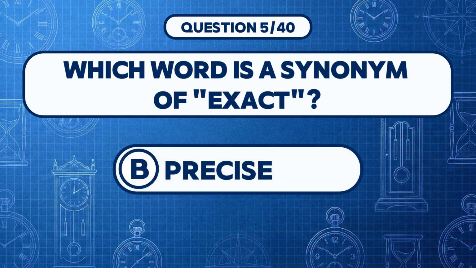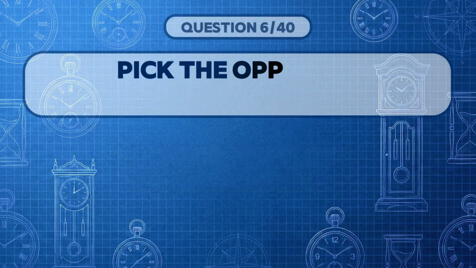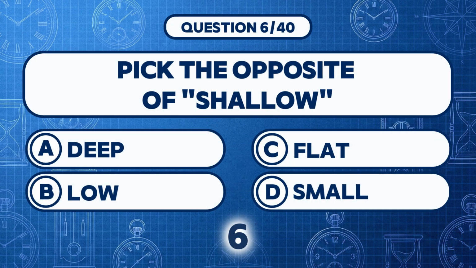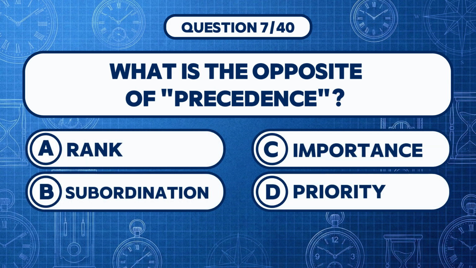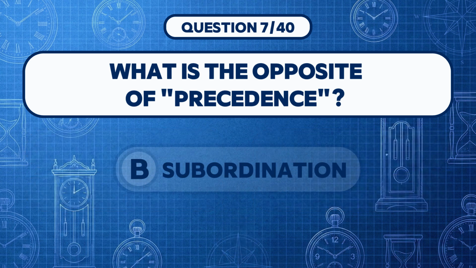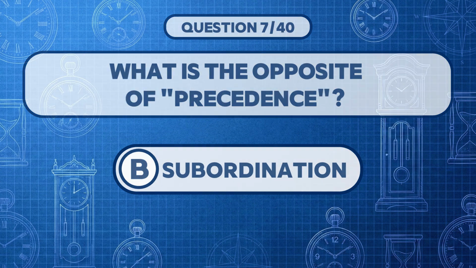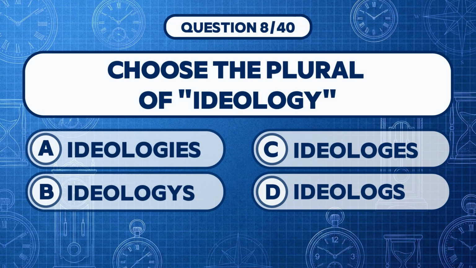Answer B, precise. Pick the opposite of shallow. Answer A, deep. What is the opposite of precedence? Answer B, subordination. Choose the plural of ideology.